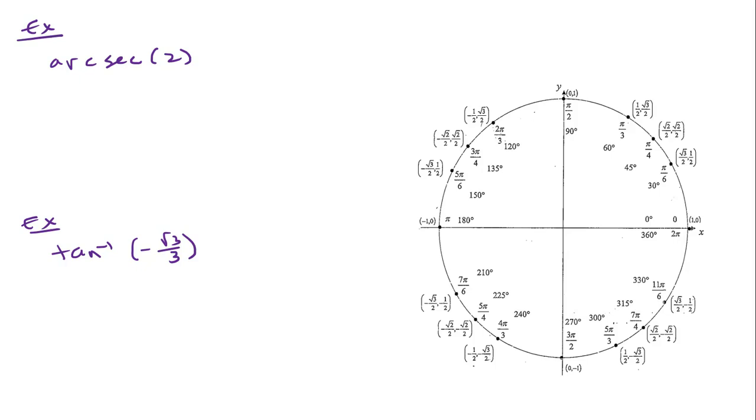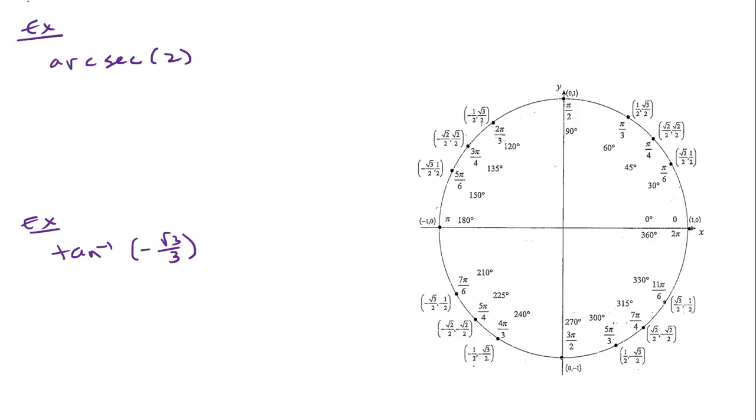Okay, so I want you guys to try these next two here. So we have arcsecant of 2, and then we have inverse tangent of negative radical 3 over 3. So go ahead and take some time and see if you can figure these two problems out. Okay, hopefully you had an opportunity to try these two problems. So let's go through this.